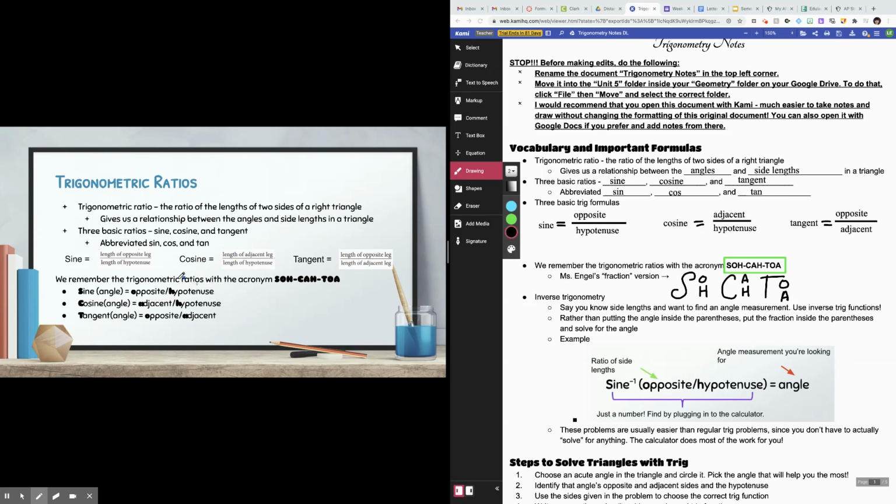These three ratios that you see, the sine, cosine, and tangent, the one thing that's missing is the angle, right? Because you have the trig function and then you have the side lengths, but we don't have the angle anywhere. So normally, the way that these formulas are written looks something like this, where you have sine, cosine, or tangent of an angle equals whatever your fraction is.